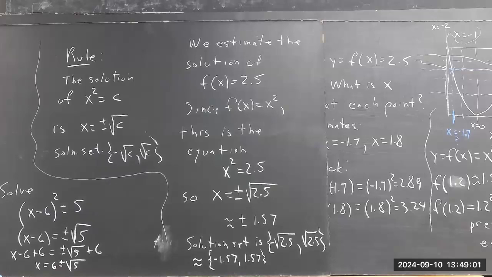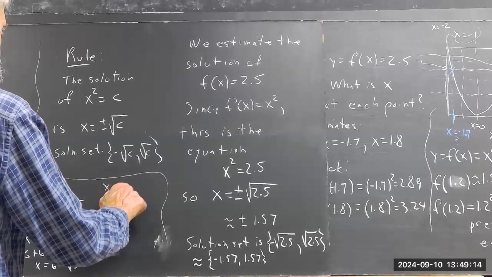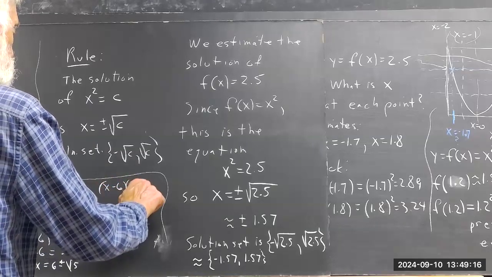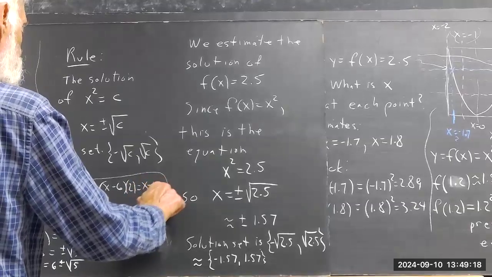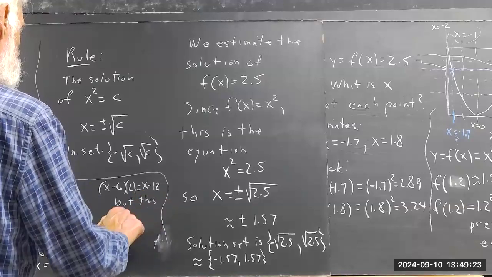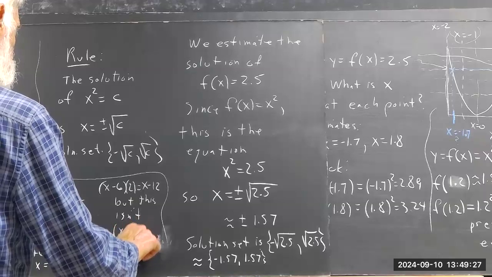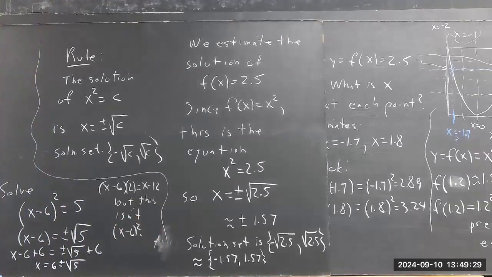Now, a couple of things that people did that you want to be careful of. First of all, x minus 6 squared is not x minus 6 times 2. Now, x minus 6 times 2 does equal x minus 12. But this isn't x minus 6 squared. What is x minus 6 squared? Well, I'll show you up here.